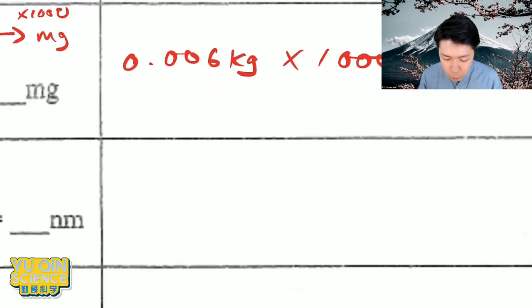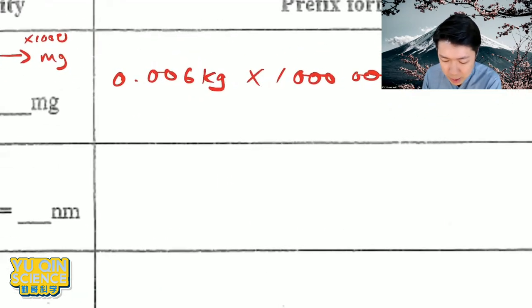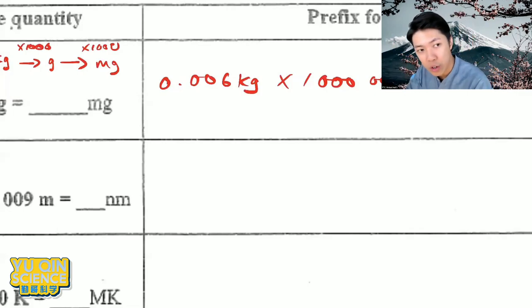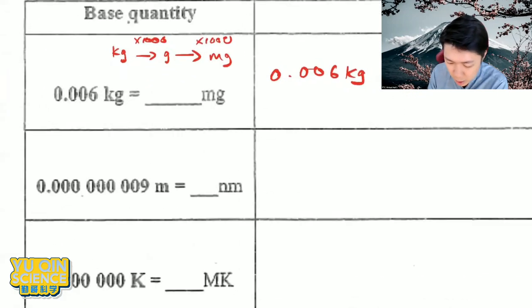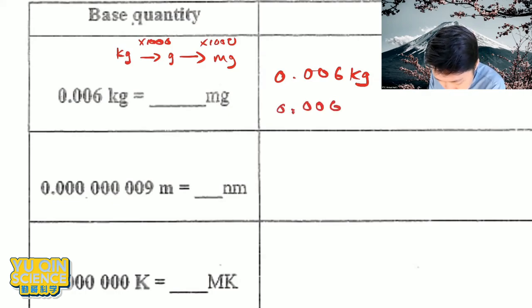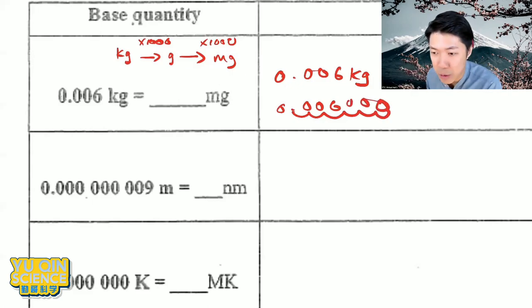So 0.006 times 1,000 and 1,000. So we have moved to the right side six times. Can you all move to the right six times? Did you move fewer, Ryan? So imagine 0.006: 1, 2, 3, 4, 5, 6. Should be 6,000.